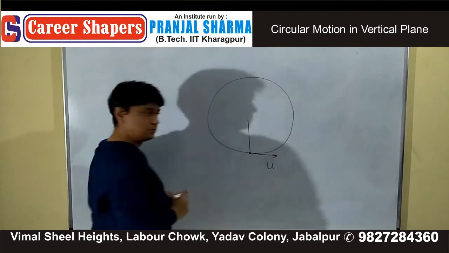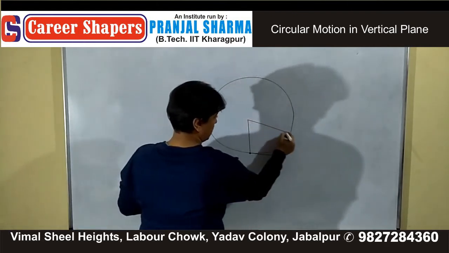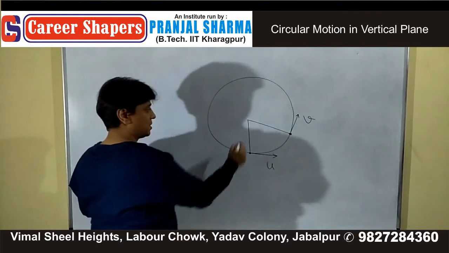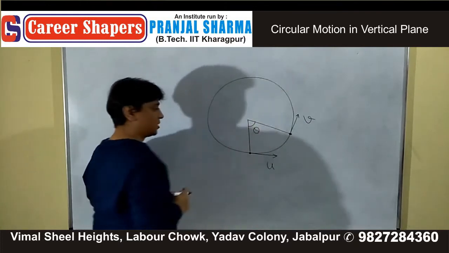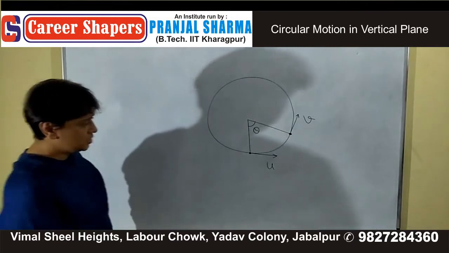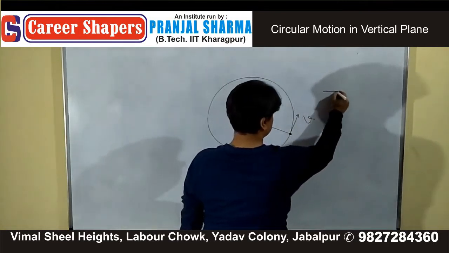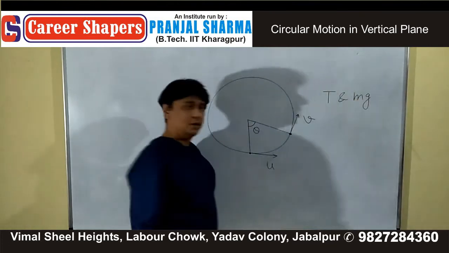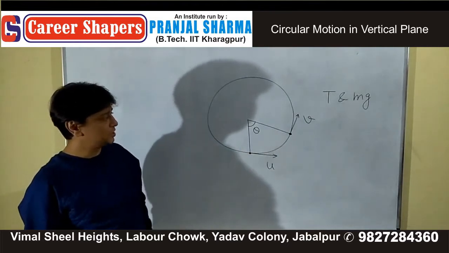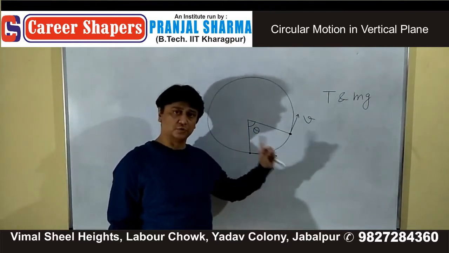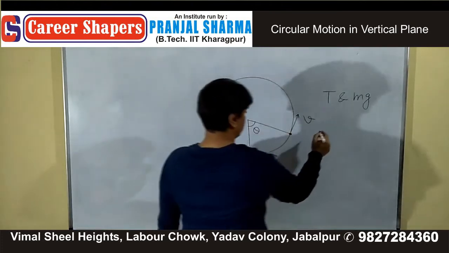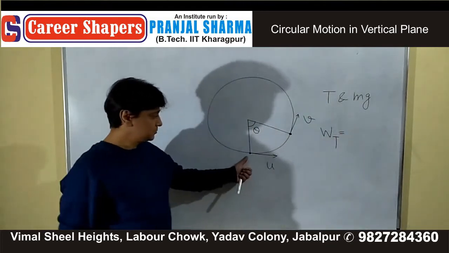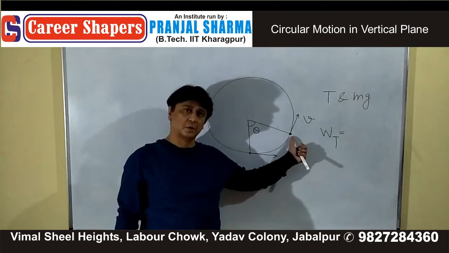Velocity at the lowest point is u. At this position, it becomes V after it has covered an angle of theta. Now, throughout, there are two forces acting on the object, T and mg. These are the two forces which are acting on the object, tension force and gravitational force. If I ask you what is the work done by tension force from this position to this position, think about it.